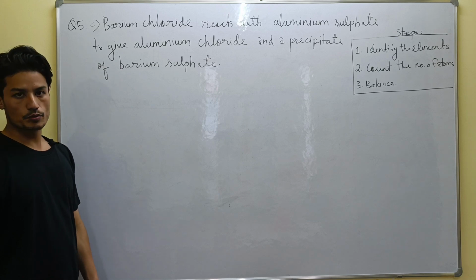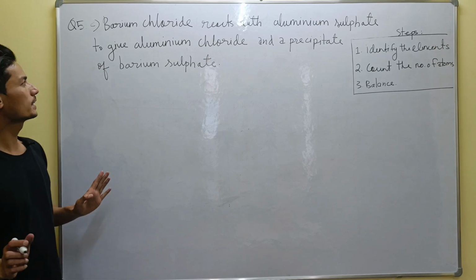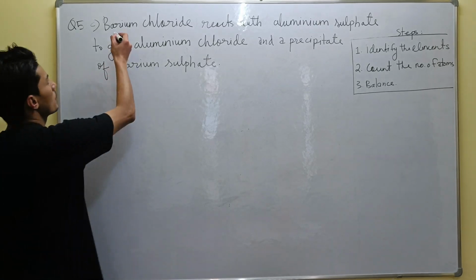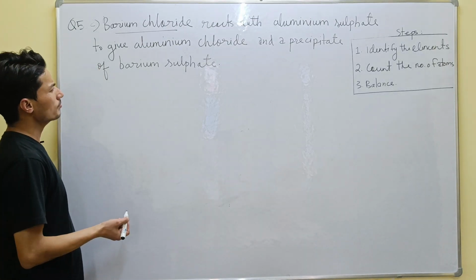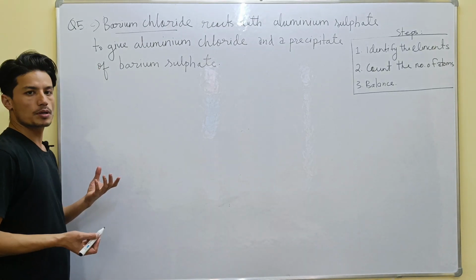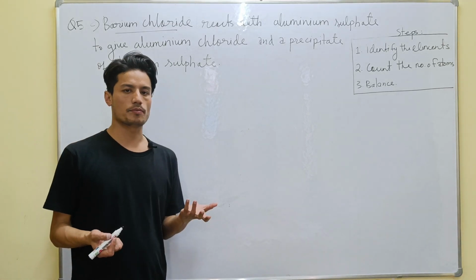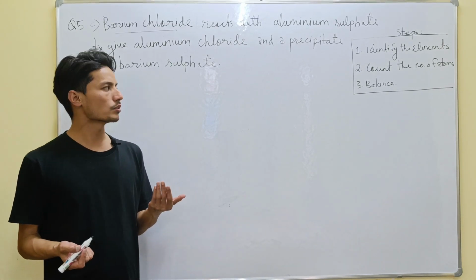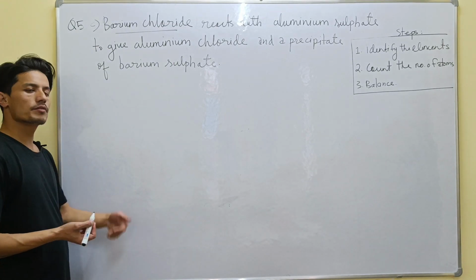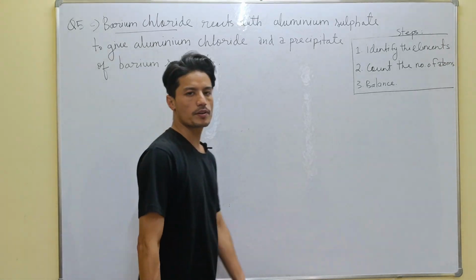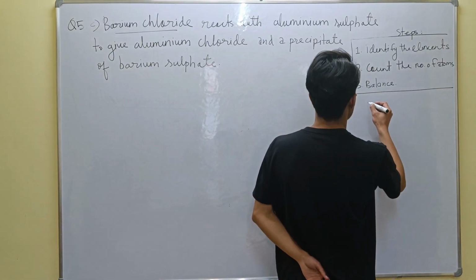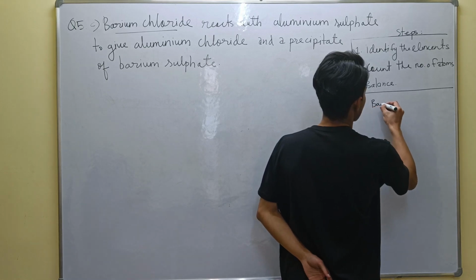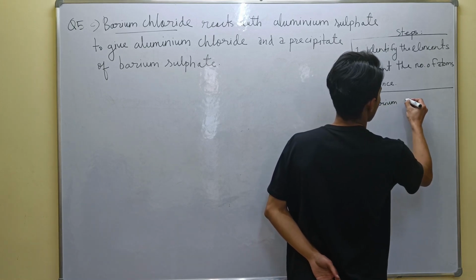So this is a lengthy question. No need to get scared, it's easy. So these are important words here. Barium chloride. Now barium chloride is a compound, and I do not know the formula of barium chloride. So I have to derive the formula of barium chloride. So we will have to do what we have been doing earlier. So write barium chloride here.